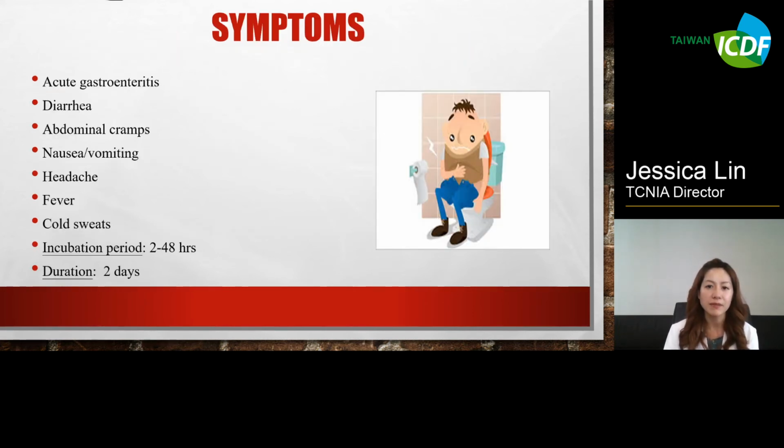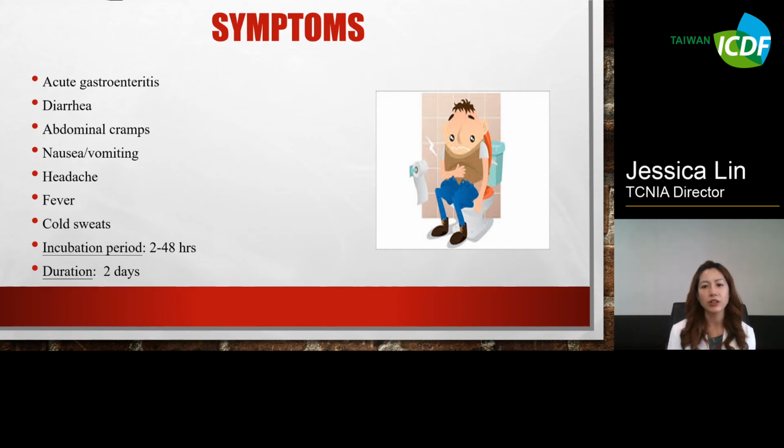So what are some symptoms associated with this type of bacteria? First of all, you will get acute gastroenteritis. You will get diarrhea, abdominal cramps, possibly nausea and vomiting. You may have a headache. You may have fever and cold sweats. The incubation period for this bacteria is usually between 2 to 48 hours, and then you will develop symptoms.